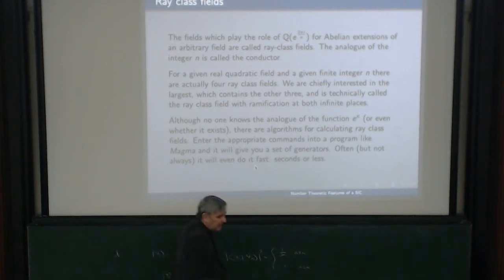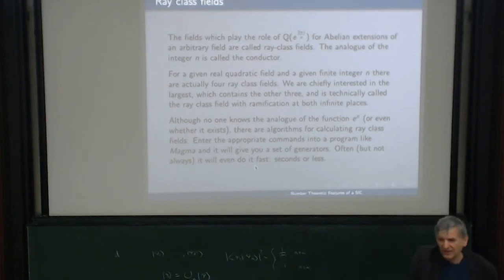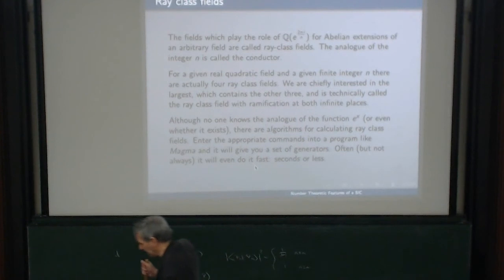There are algorithms for calculating ray class fields, and they're actually quite fast, often, not always. So you just go to a program, type the right command, and in a second or two, you have the generators for the ray class field you asked for. So these things can be calculated.